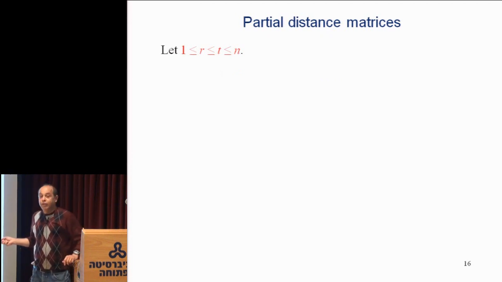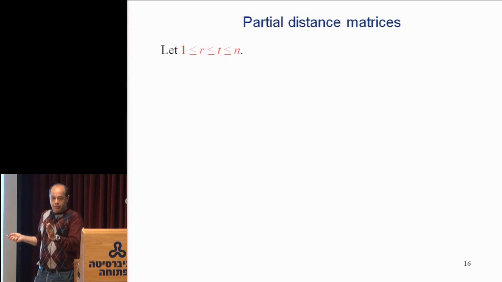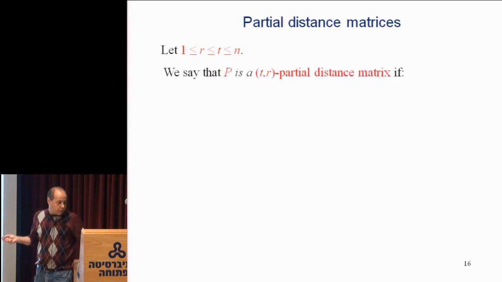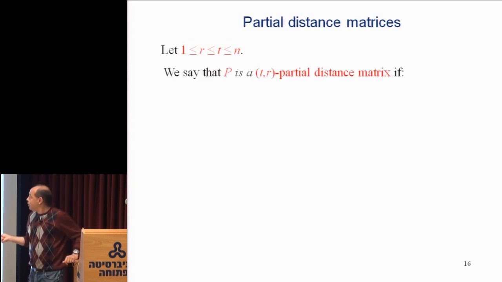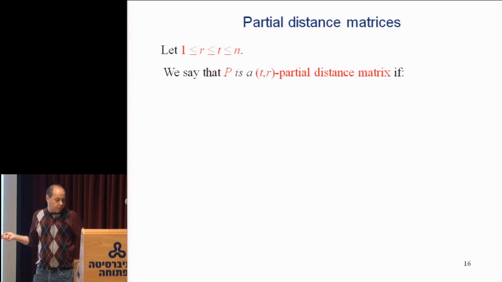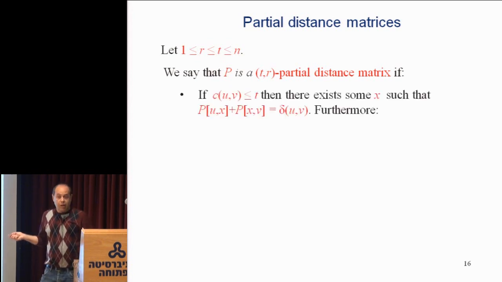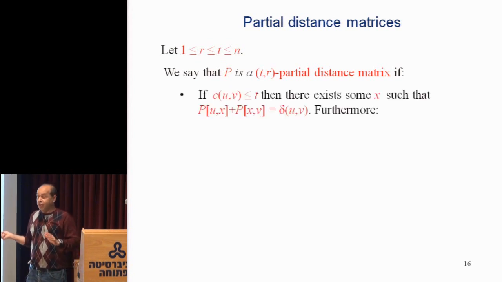So now I'll need another parameter, not only this T that differentiates between CUV large and CUV small, but some other parameter R, which is between 1 and T. And I'll need a definition. The definition is something that I call a partial distance matrix with parameters T and R. And here is the definition. It satisfies two properties. The first property doesn't involve R.